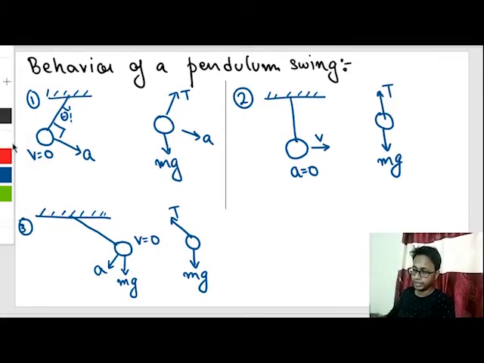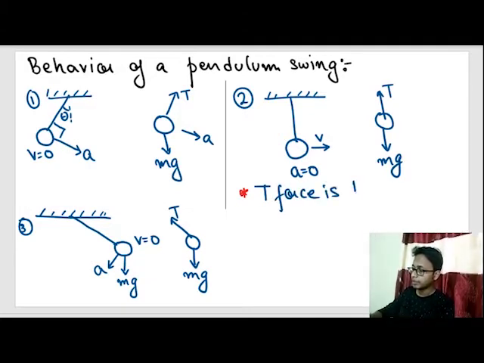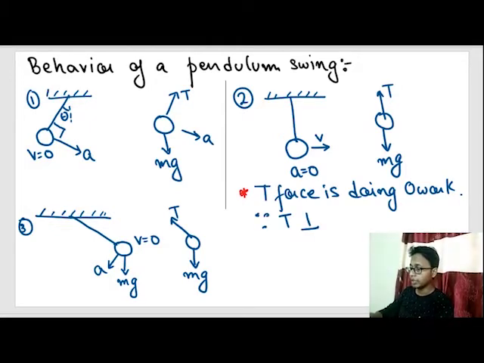Before writing down, now you might ask, sir, what about this tension T? Tension force does no work on this pendulum. Why? The angle between tension force and the direction of movement is always 90 degrees. Tension force is doing zero work, because tension force is always perpendicular to the direction of motion or the direction of velocity.